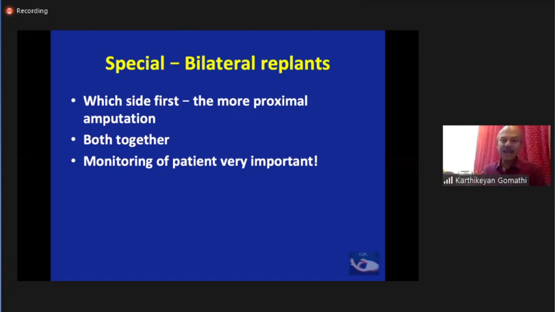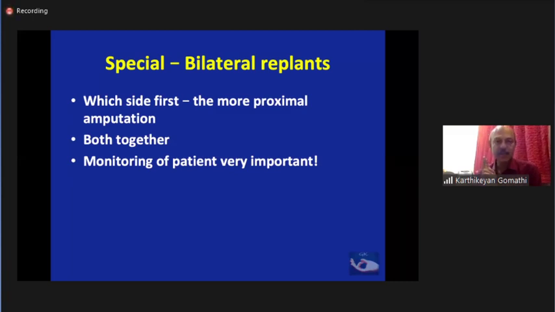When you get a bilateral replant, the same sequence that you're going to do, but there are certain questions. Which side first? And can we do both sides together? Yes, definitely both sides replantation can be done together. Which side first? If you have to do only one after the other, you need to do the side which has got a more proximal amputation, because the ischemia time would be more. The tissues will be able to withstand less, because there is a possibility of having muscles in it.